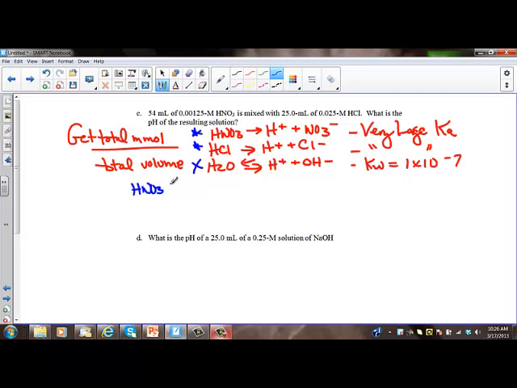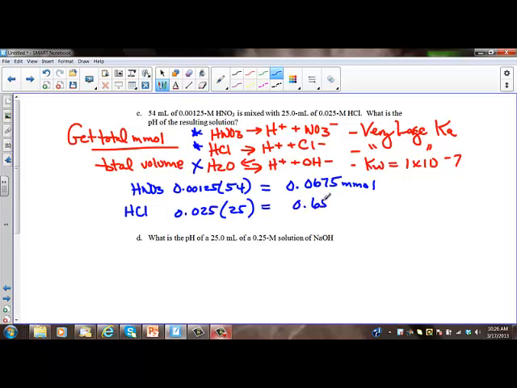So what we need to do is take HNO3 first. Remember that if we take the molarity, so we've got 0.00125 molarity times the milliliters, that is going to give us millimoles, which gives us 0.0675 millimoles. Anytime we take molarity times milliliters, we get millimoles. And then we have HCl with a molarity of 0.025 times 25 milliliters equals 0.625 millimoles.